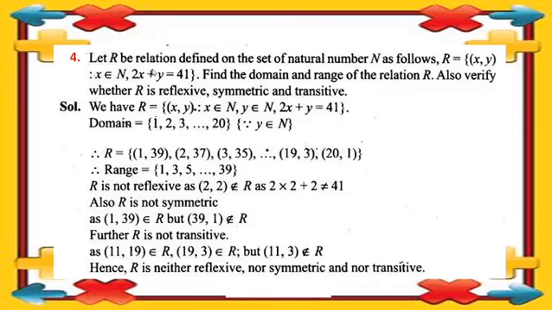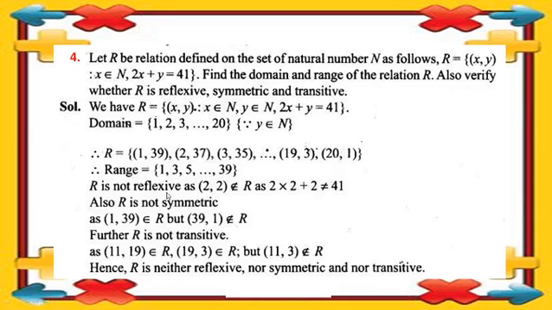Question number 4. Let R be the relation defined on the set of natural numbers and the relation is given as 2x plus y equal to 41. We have to find the domain and range and also we have to check which type of relation this is. So as the relation is defined on natural numbers, let's start with number 1. One by one we'll take all the natural numbers and we'll find the values of y. And then here we will make the ordered pairs and we will write the given relation in the roster form.